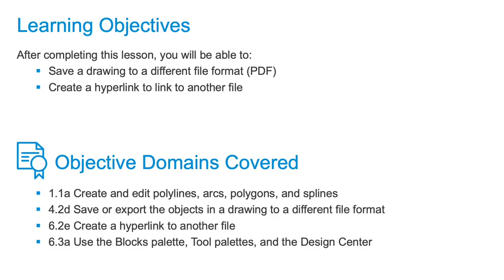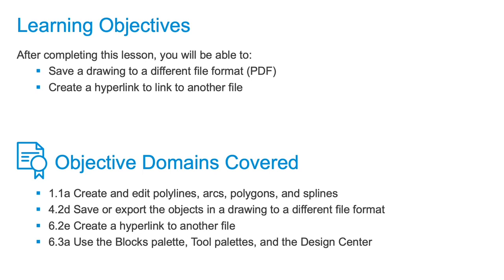I also am going to add a callout to a view in a drawing so I can insert a hyperlink. To create the callout, I'm going to use the Polyline tool. I'm also going to use the tool palette to access a callout block to be added to the view. I can then add a hyperlink so that when you click on the callout, you go to the PDF file.